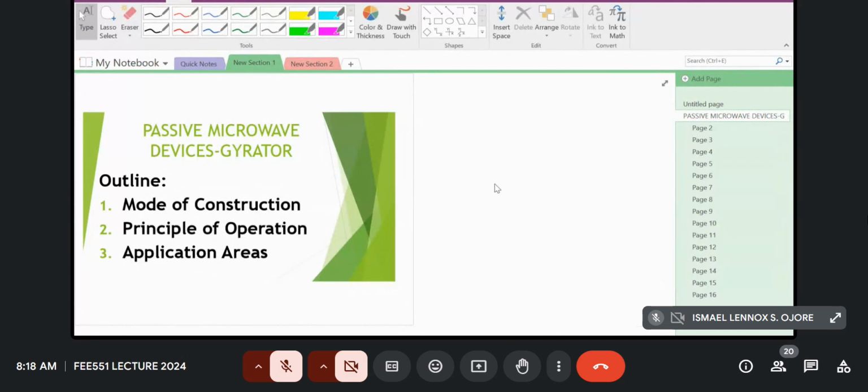Stephen, can you confirm that you can see my screen? I can see your screen. Okay.